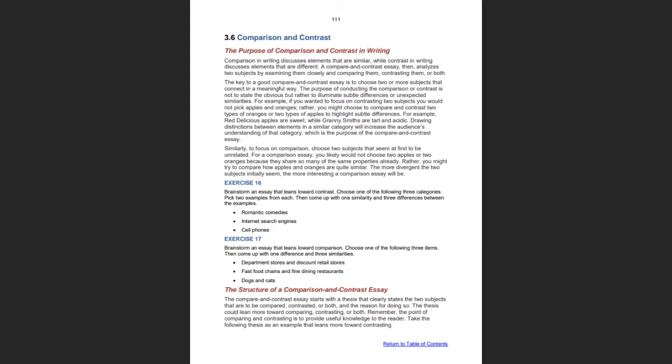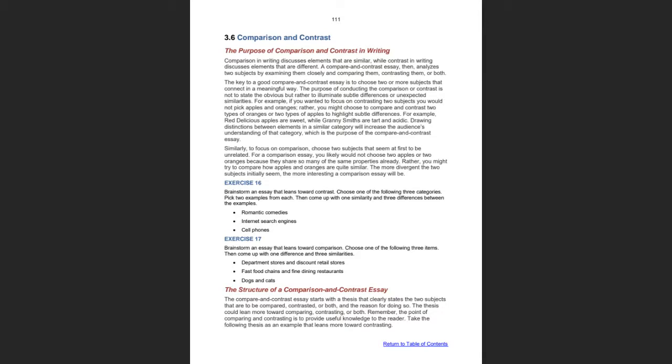The purpose of conducting the comparison or contrast is not to state the obvious, but rather to illuminate subtle differences or unexpected similarities. For example, if you wanted to focus on contrasting two subjects, you would not pick apples and oranges. Rather, you might choose to compare and contrast two different types of oranges or two different types of apples to highlight these subtle differences. Subtlety is very important, and specificity also. For example, Red Delicious apples are sweet, while Granny Smiths are tart and acidic.